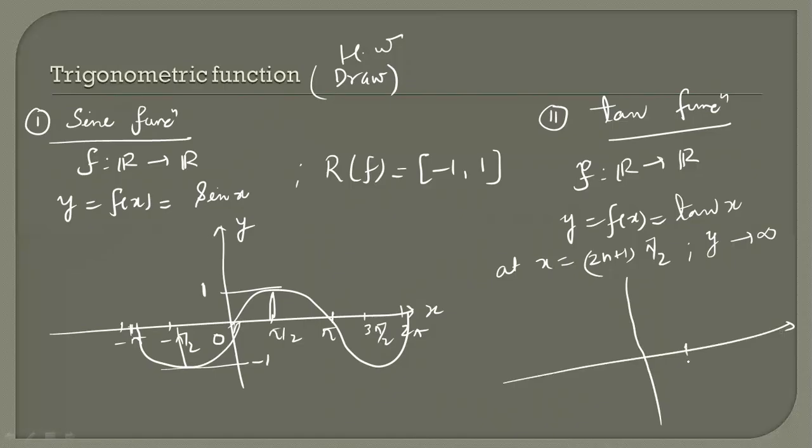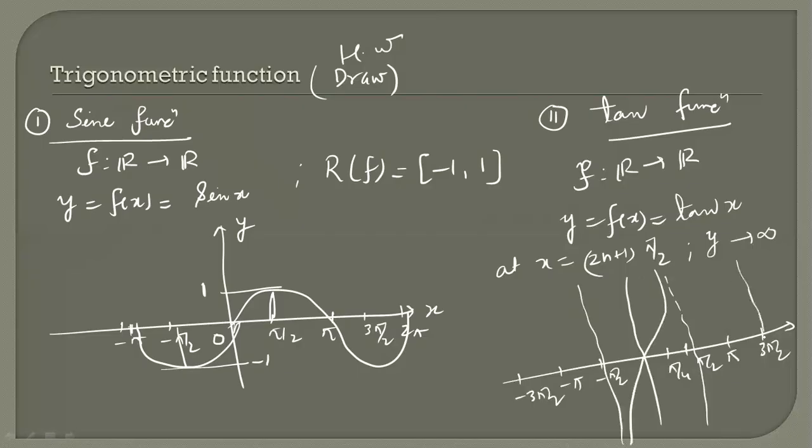So this is your pi by 4, this is your pi by 2, this is your pi, this is your 3 pi by 2, this is your minus pi by 2, this is your minus pi, this is your minus 3 pi by 2. So at the odd multiples, you will get an asymptote here. And between these points, you will get the graph. So this will be the graph of tan x. You can draw it very easily, as a homework I am giving you. So this is the graph.